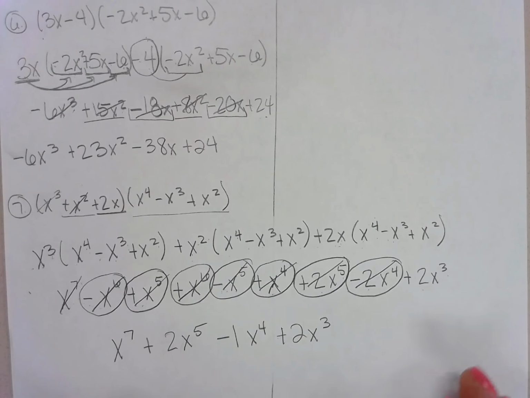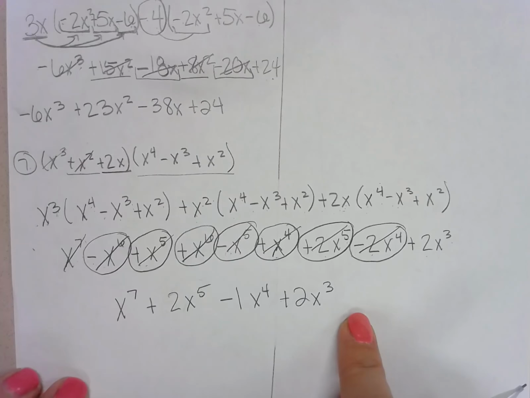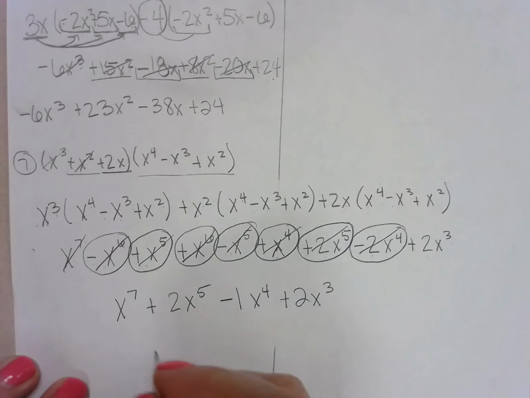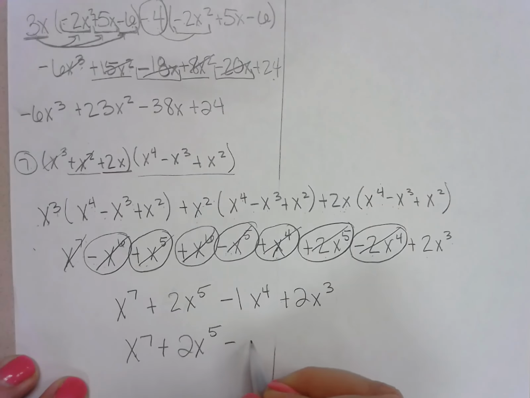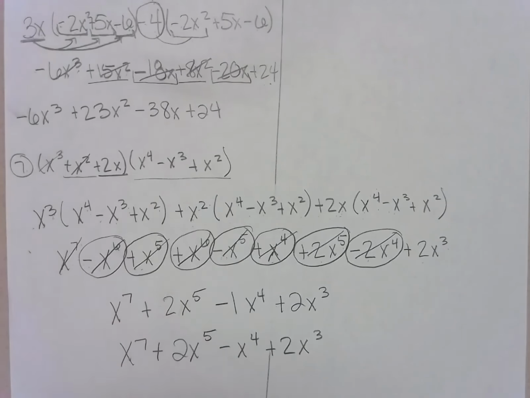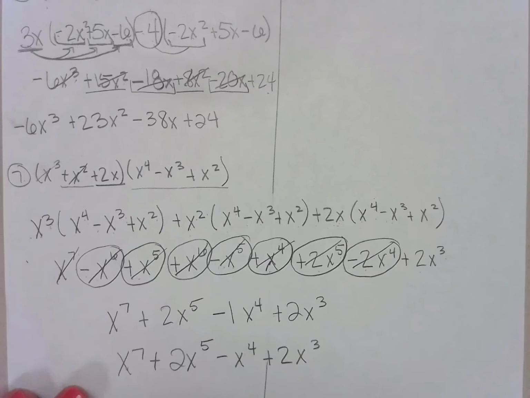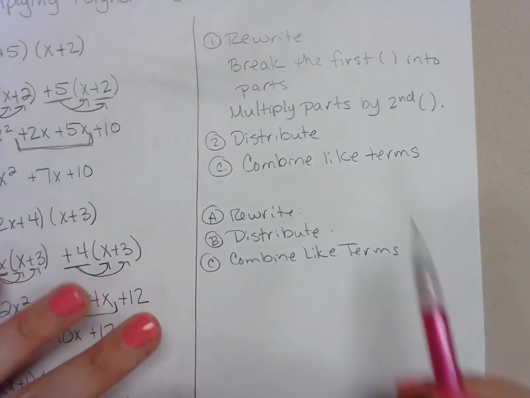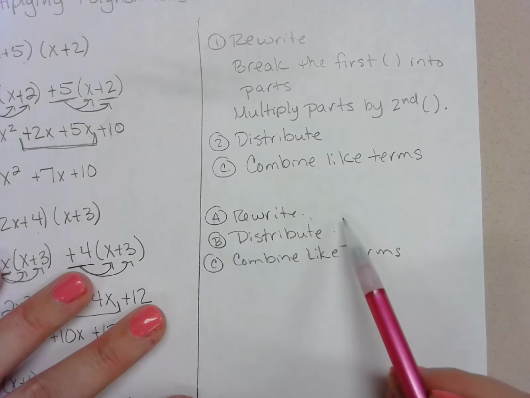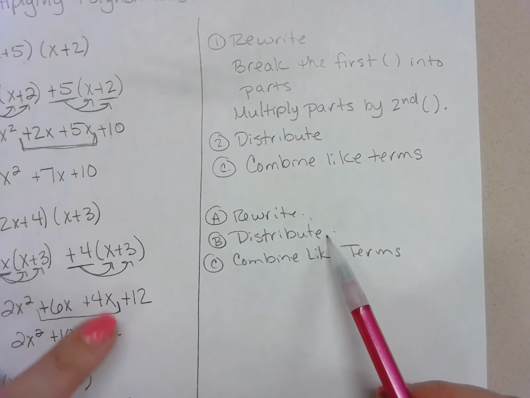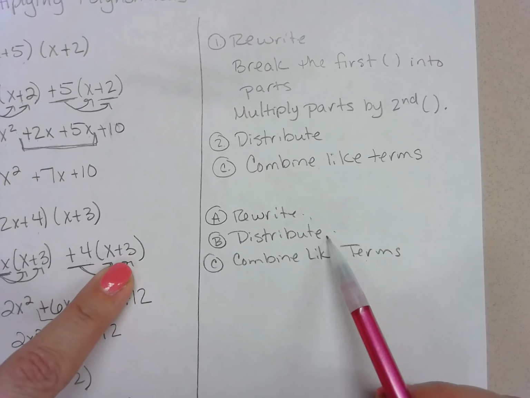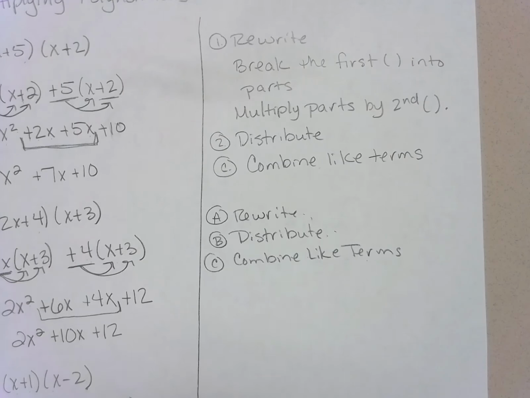so it's just going to show up in my final answer. You can leave this as your answer, but if that one bothers you, you just rewrite it: x to the seventh plus 2x to the fifth minus x to the fourth plus 2x to the third. 3 steps to solving these problems. Rewriting the problem, distributing what's in front of the parentheses to the parentheses behind it, and combining like terms. That's all you need to know for multiplying polynomials.